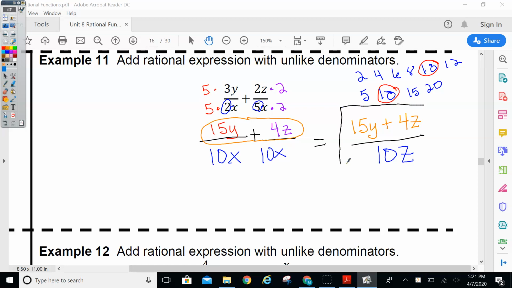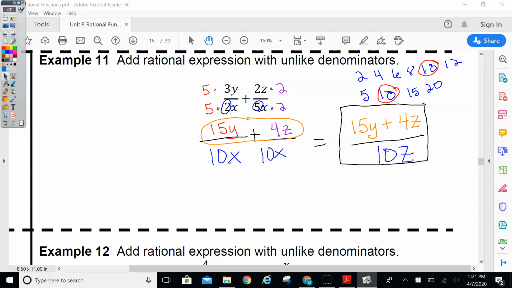To reduce these, most of the time we're not going to be able to, but to reduce them all by a number, everything has to be divisible by the same number. So we can't reduce it here, because these two are divisible by 5, but this one's not. We can't reduce by 2, because 15 is not divisible by 2. So occasionally we'll have to reduce, but not very often.